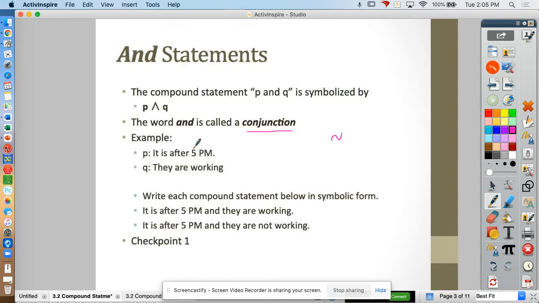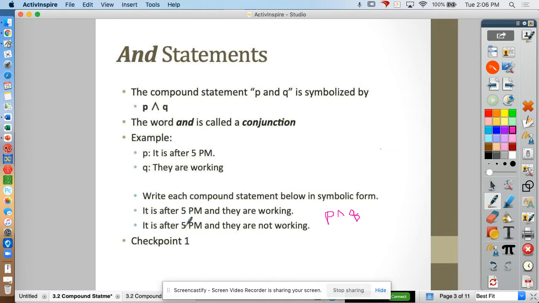The first part says it is after 5 p.m. That's our P sentence. And our Q sentence is they are working. We want to write the symbolic statement that says it is after 5 p.m. and they are working. So it is after 5 p.m. is our P. And they are working is going to be Q. So P and Q is the symbols for this one.